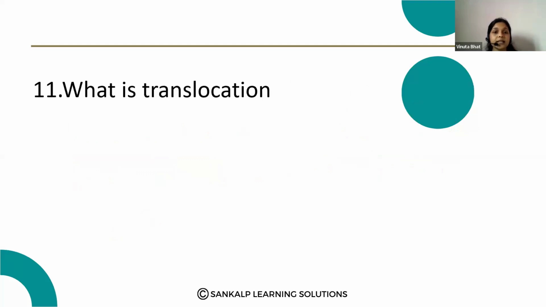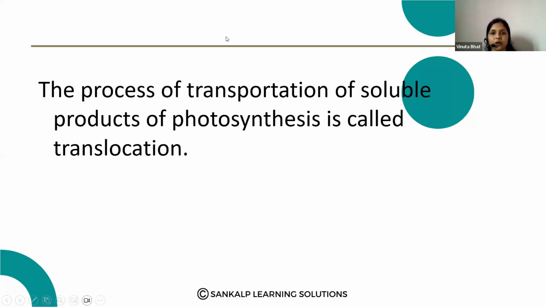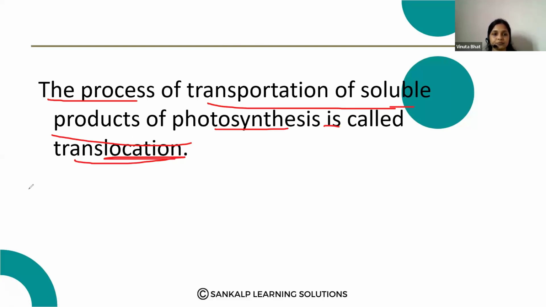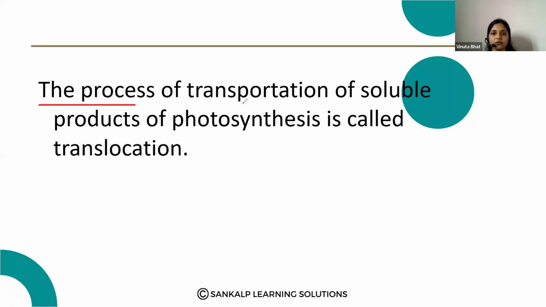Next question. What is translocation? This is a 1-mark question. You have to write the definition. The process of transportation of soluble products of photosynthesis is called translocation. The products formed in the photosynthesis process have to be transported from one place to another place of the plant body. So that is called translocation. This definition is very important.